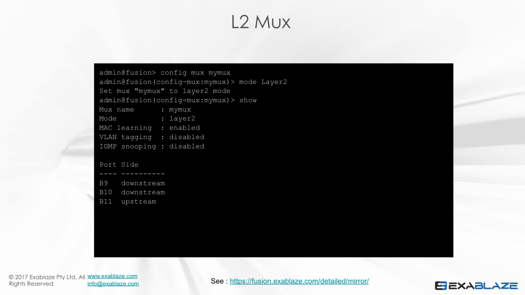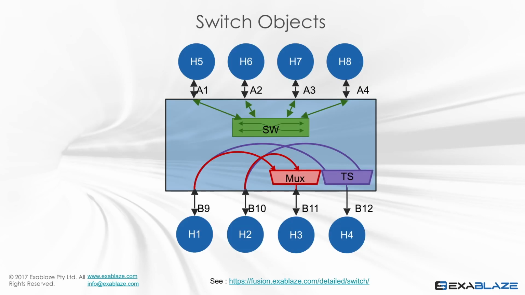Switching from a raw mux to an L2 mux is straightforward. We enter configuration of the mux as usual using the command config mux and the mux name, in this case myMux, and then we set the mode to the desired mode, in this case layer 2. Again, we can use the show command to show that this change has been applied.